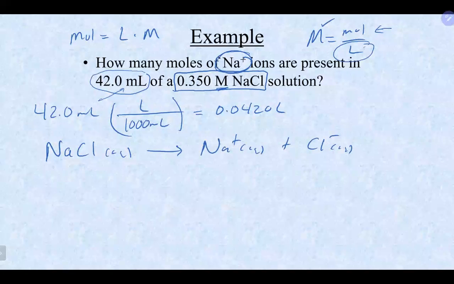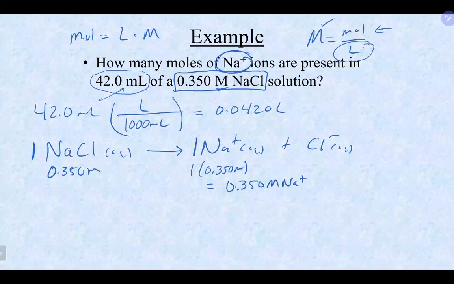If the concentration of sodium chloride is 0.35 molar, which means the concentration of sodium ions is also 0.35 molar. Just so you know as well, the chloride ions here would also be 0.35 molar in this case, but you don't need it for this problem.